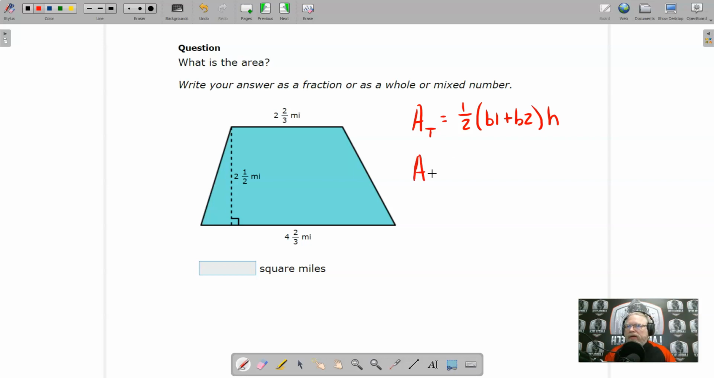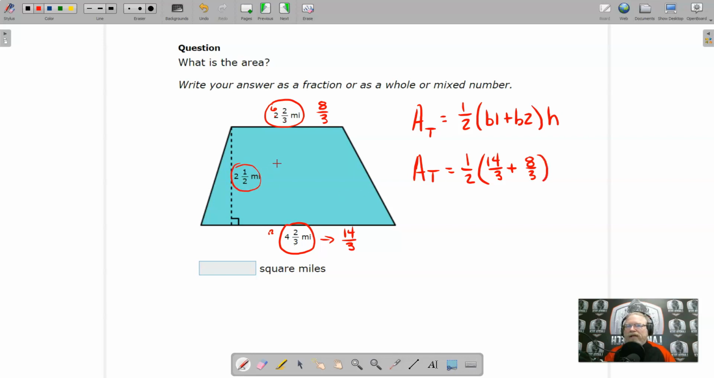So the next thing we want to do is go ahead and put in our values. Area of a trapezoid equals 1/2 times, let's go with base 1. Base 1 is 4 2/3, but right here I'm going to change this to an improper fraction. So 4 times 3 is 12, plus 2 is 14, and leave the denominator the same, so this is 14 over 3, plus, now base 2, right? So 2 times 3 is 6, plus 2 is 8, so 8 over 3.